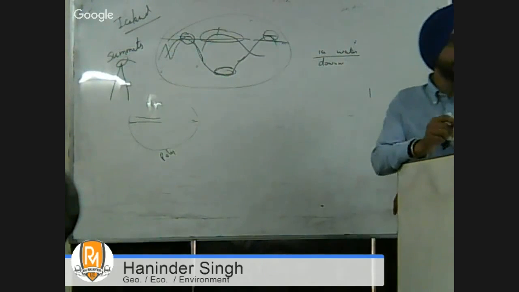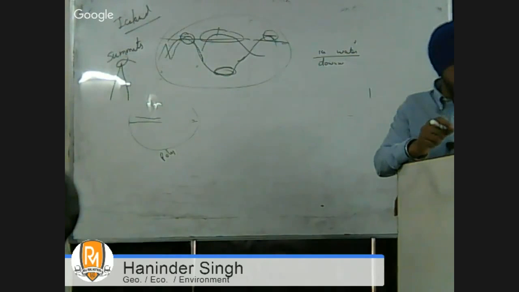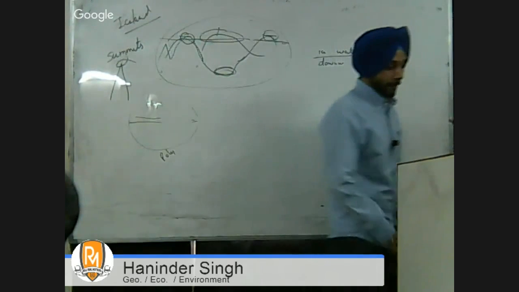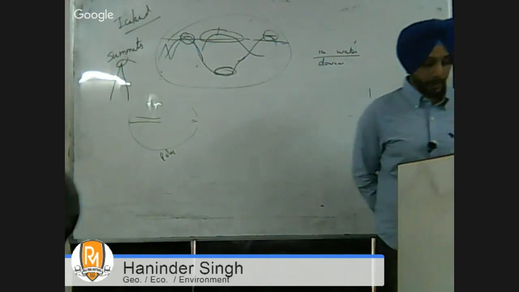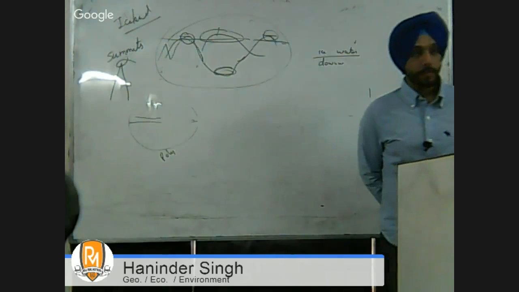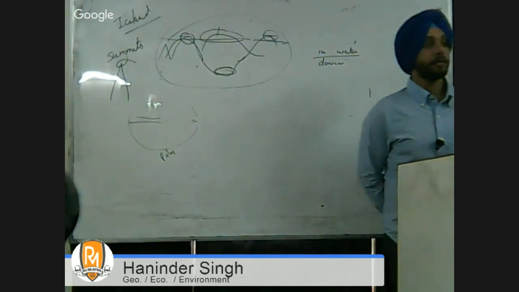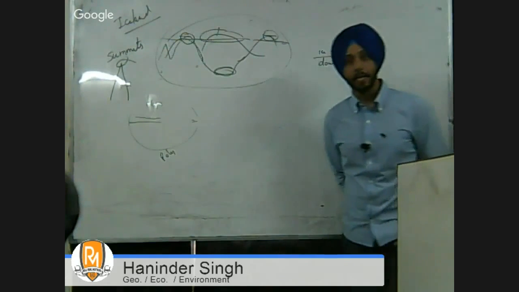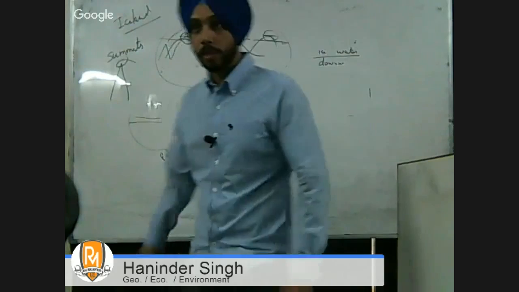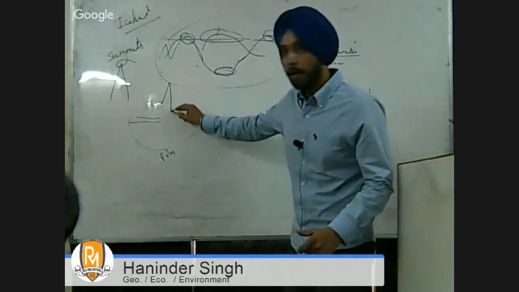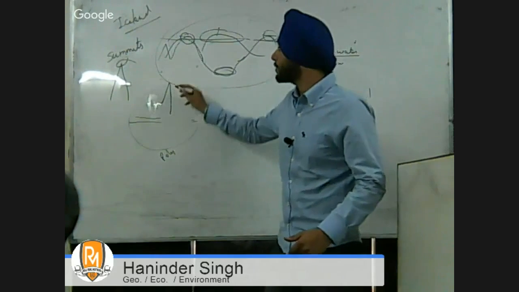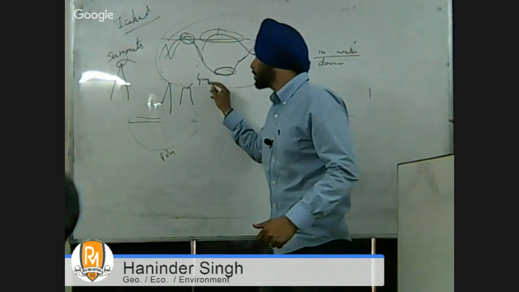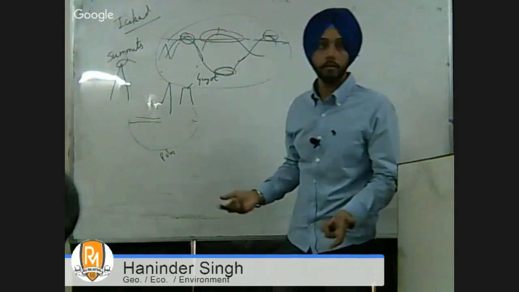Next, the third minor form is guyots. These are flat-topped seamounts. It means a seamount had a pointed summit. Now, if this summit is like this, flat, it is called a guyot.